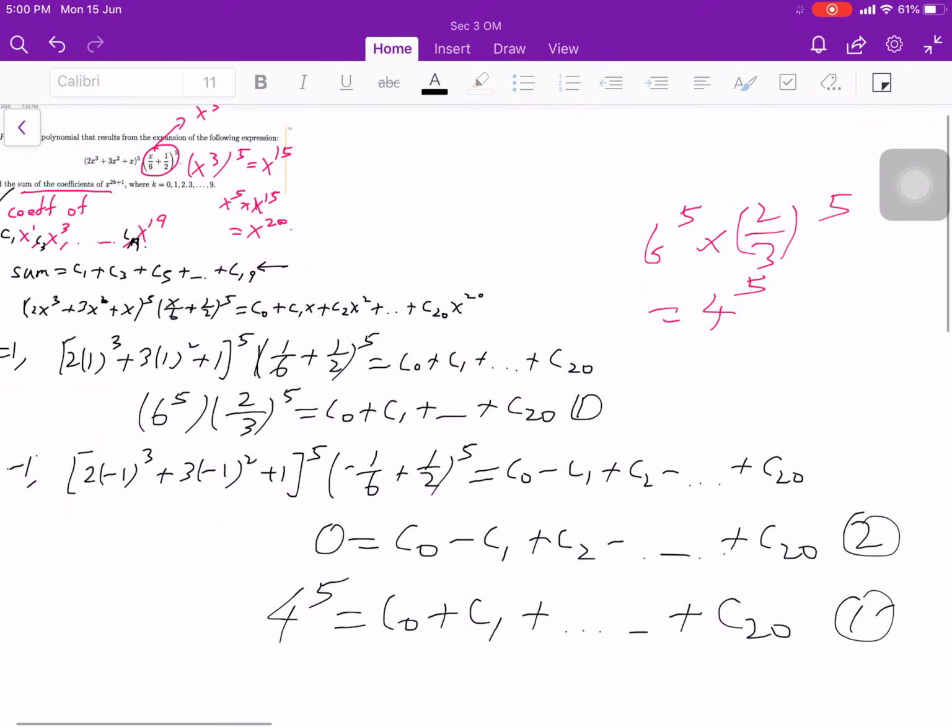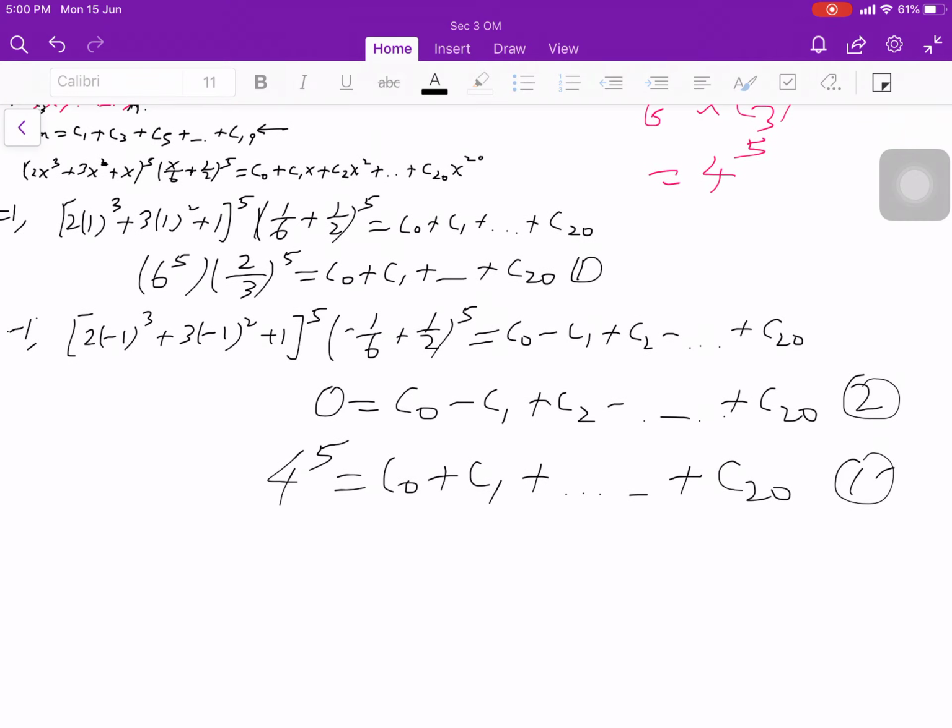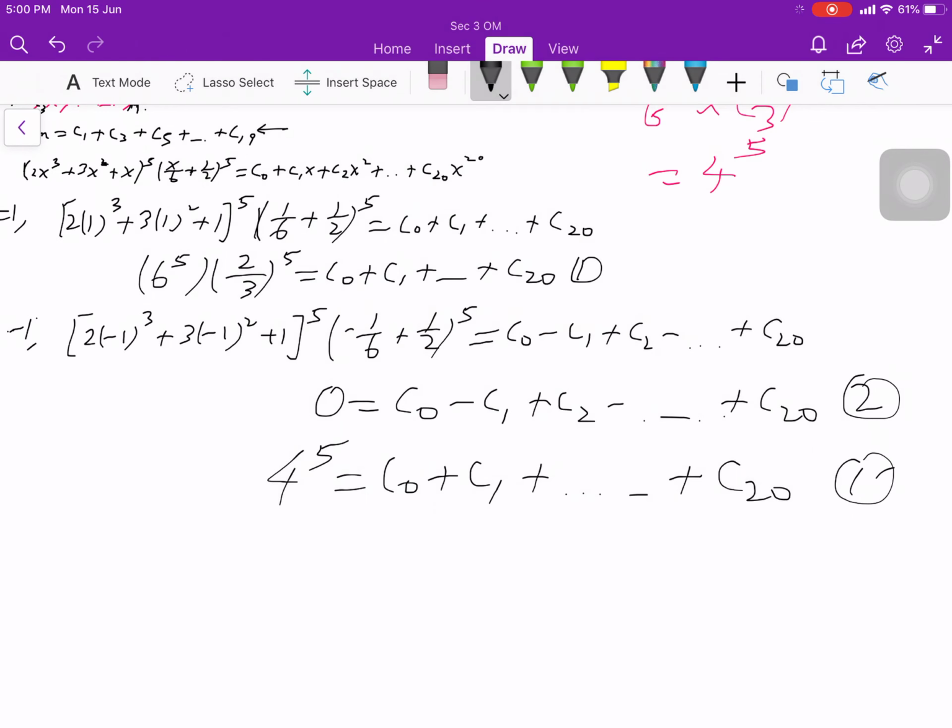Can you add equation 1 prime and 2 together? That means 1 prime plus 2 will give you 4 to the power of 5. No, you shouldn't add. Sorry, you should subtract. Let me correct it. In this case, I will use equation 1 prime minus equation 2.